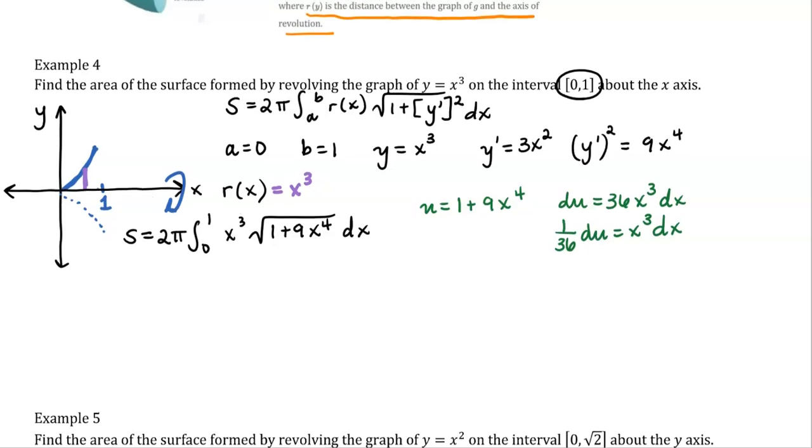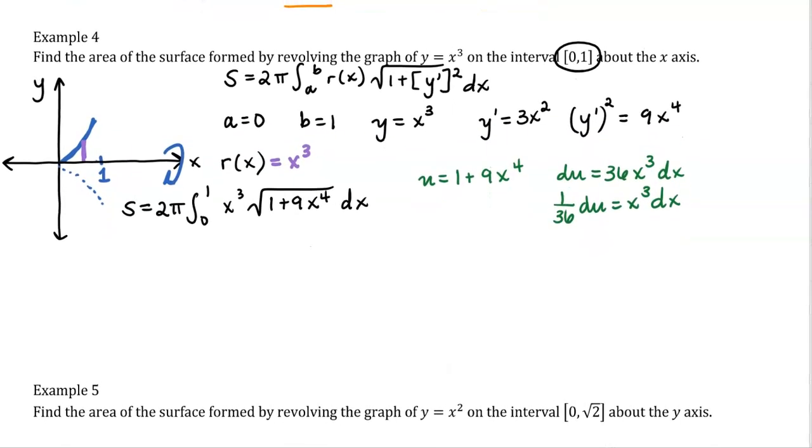So now we're ready to go in and start doing some substitution and some integration. I don't think I've changed limits at all today in this lesson. So let's go ahead and try this and we will change limits. So I have 2 pi, the integral. I'm going to leave those limits blank for now. This x cubed dx is getting picked up by a 1 over 36 du.